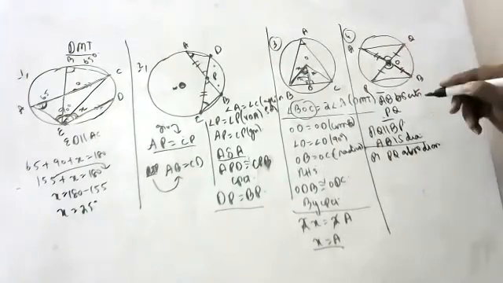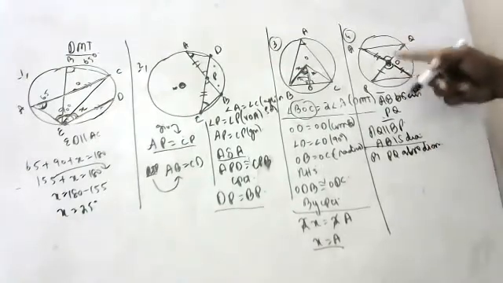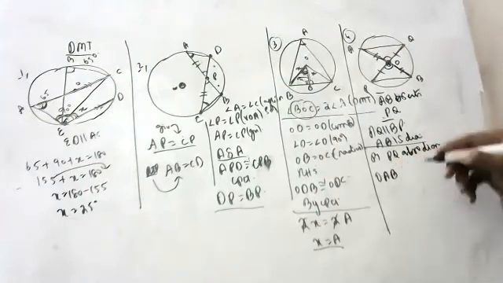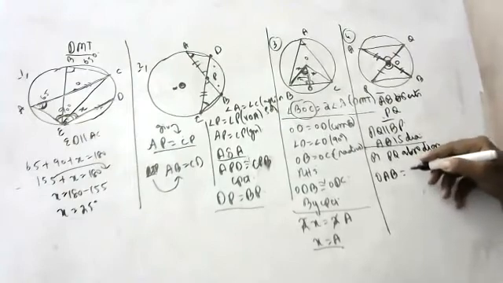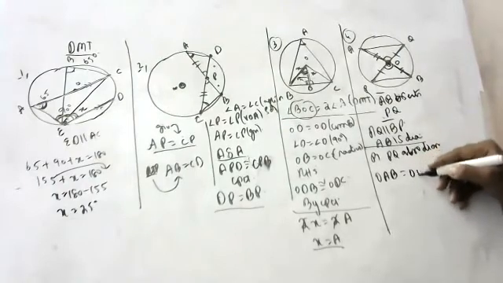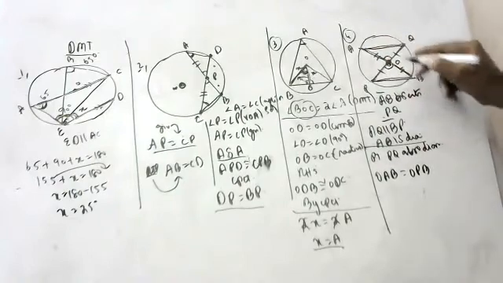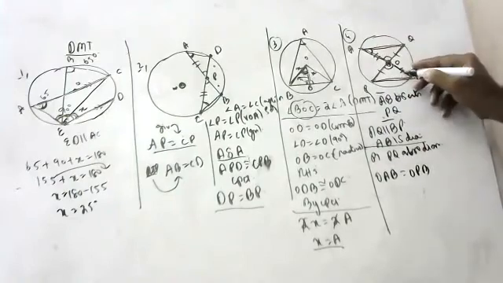This and this are vertically opposite angles. This triangle and this triangle are congruent, children. So we can say that OAB is congruent to OPB, children. And these both are parallel also, he's saying. Try to understand, these both are parallel. Children, this angle is equal to this angle.